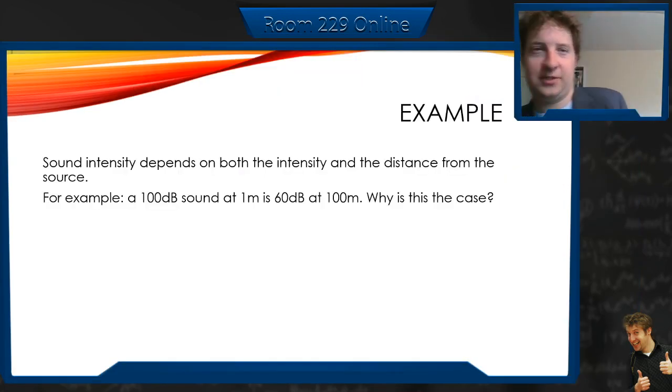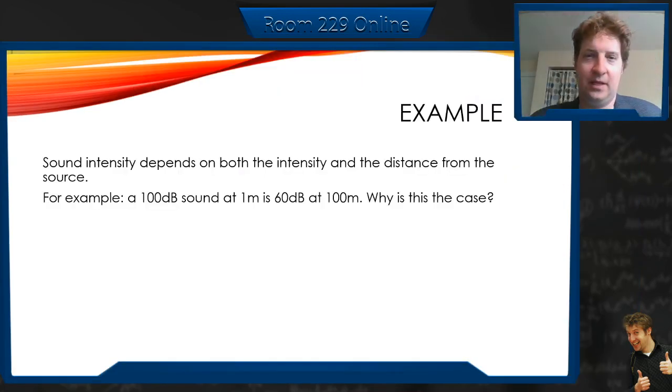So let's try an example here. Let's say we have a sound. It's 100 decibels, and it's 1 meter away. I'm 1 meter away from a sound, and I'm measuring it with a sound meter, and it says 100 decibels. It's quite a loud sound. It's like a guitar amplifier at close range. Okay, quite loud. But I go 100 meters away, and now I'm measuring that sound as 60 decibels. How come? Why did the sound go down from 100 decibels to 60 decibels when I increased the distance?